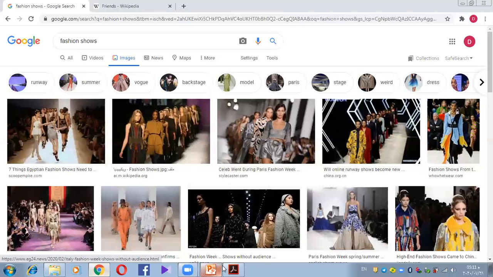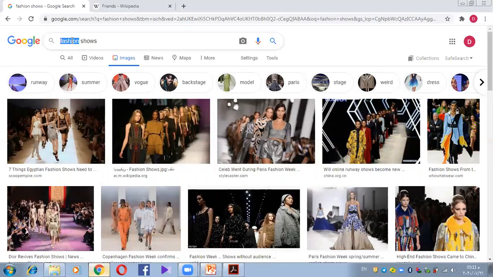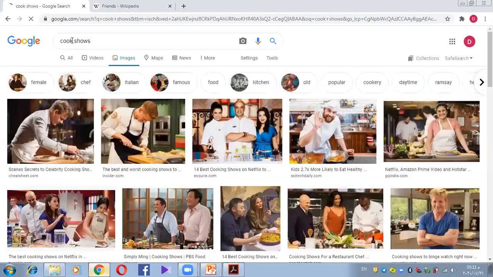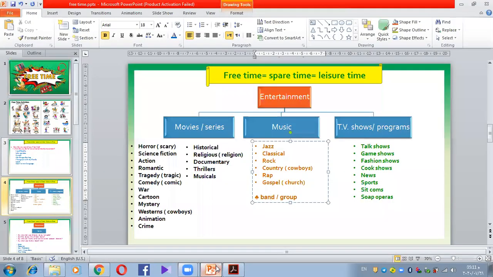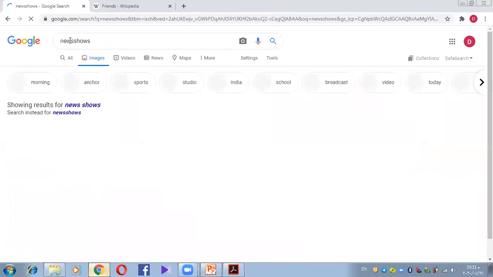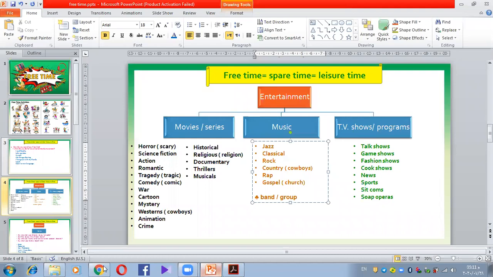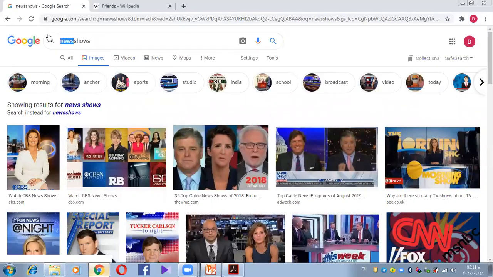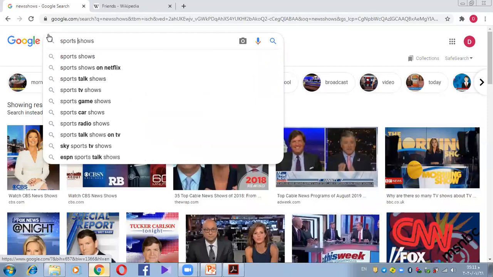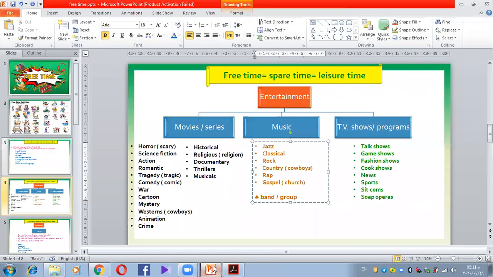Okay, so this is fashion shows. Cook shows, as we all know, are related to food and cooking, chefs and so on. News tells us about the news of the country. News show, okay. It tells us about CNN, BBC, any of these. Okay, sports shows, it could be soccer, football, any of the sports shows talking about sports in general.